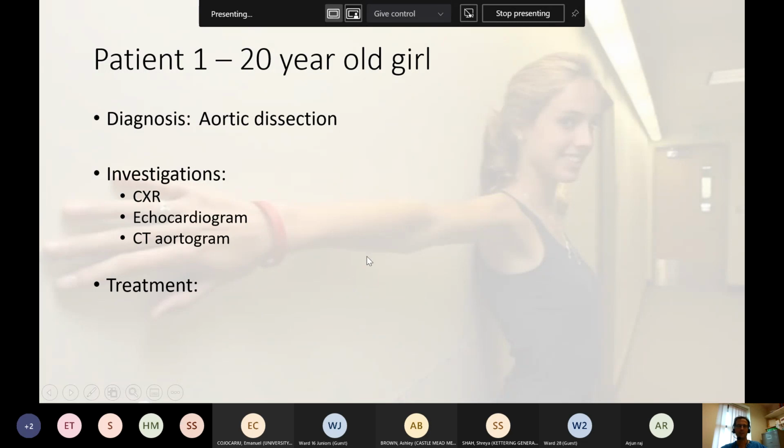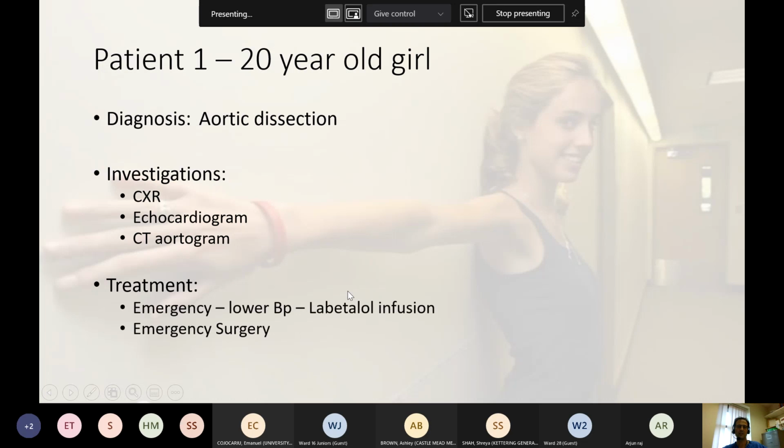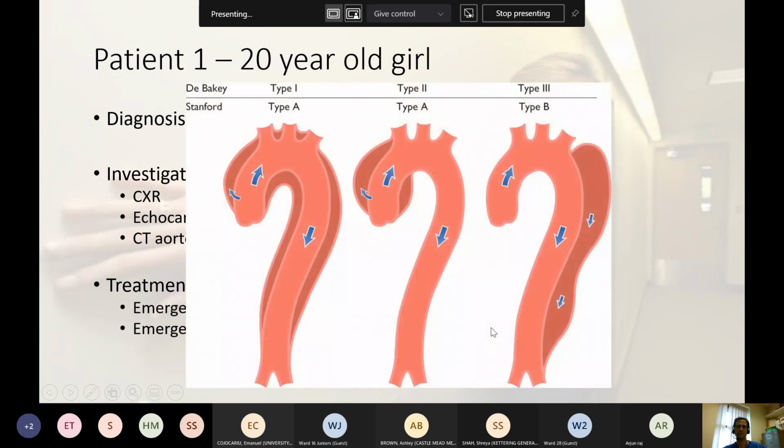So emergency control of the blood pressure. Controlling the pain is also really important. And if you control the blood pressure sufficiently by getting their pain out of the way, which is driving their blood pressure, and by directly treating it, then you stop the dissection flap from extending. So that's essential that you immediately do that. But then we need to be thinking about emergency surgery.